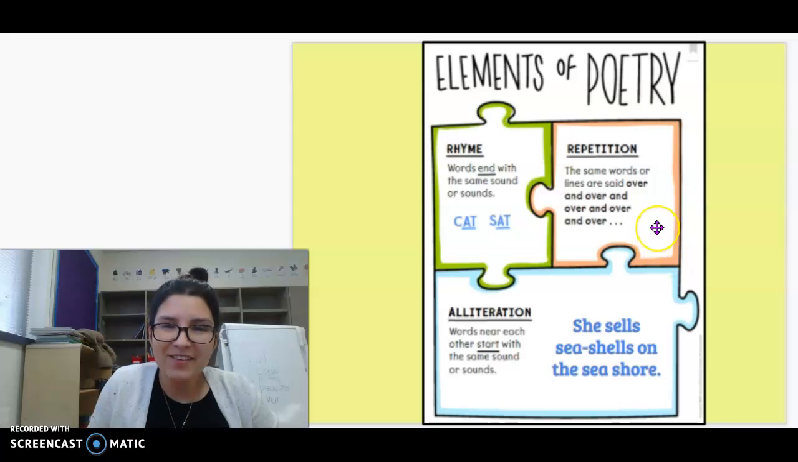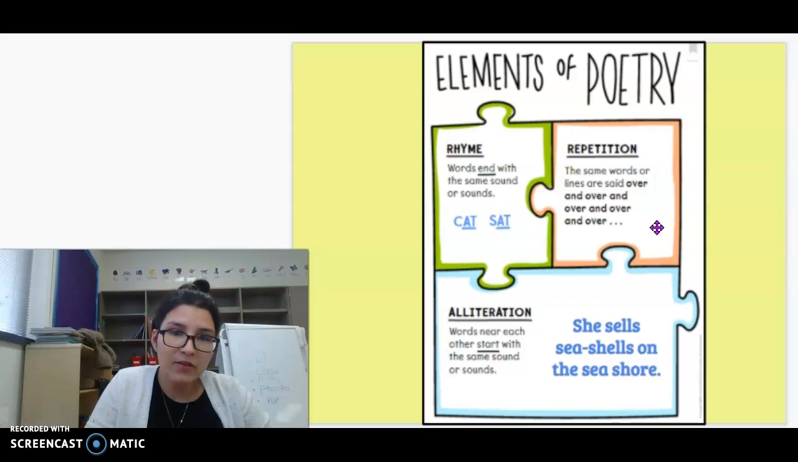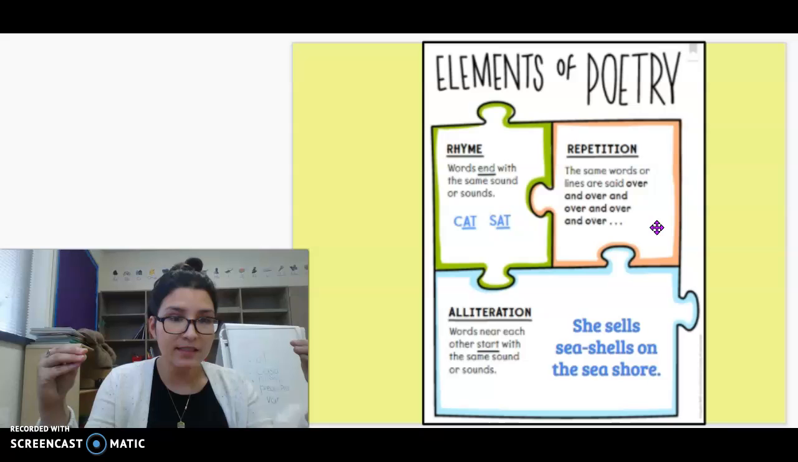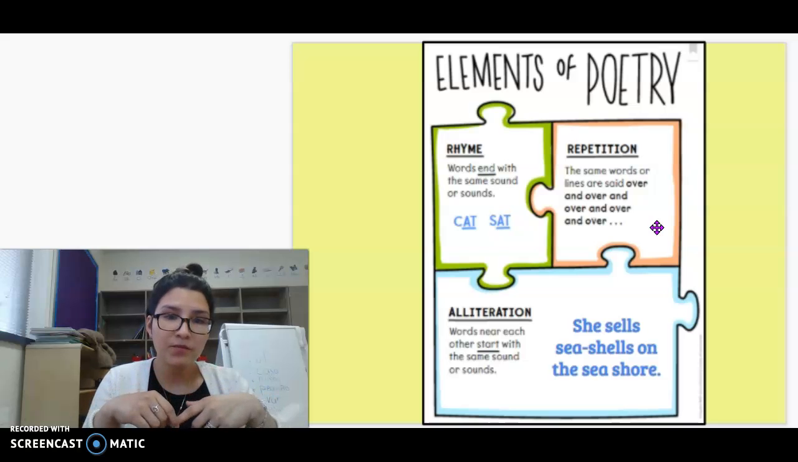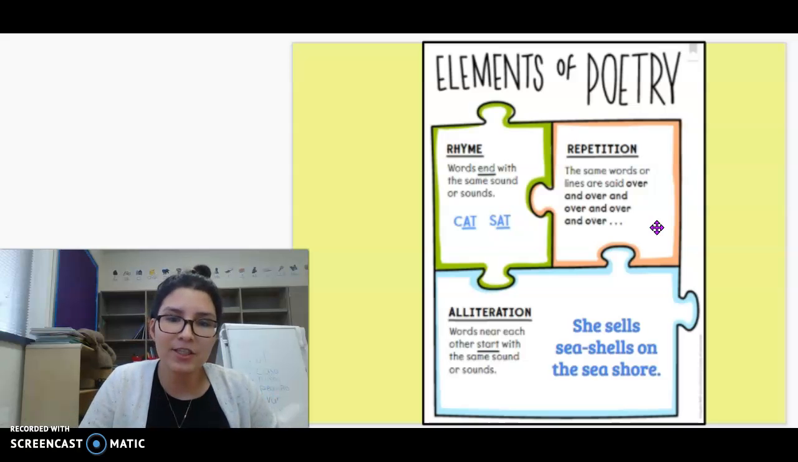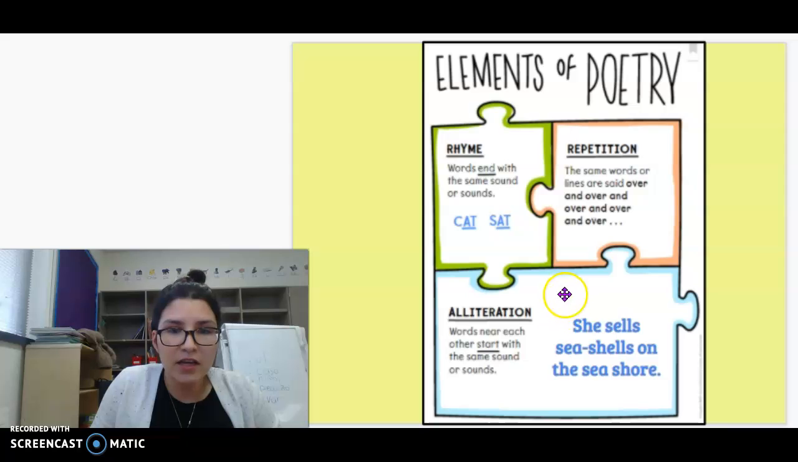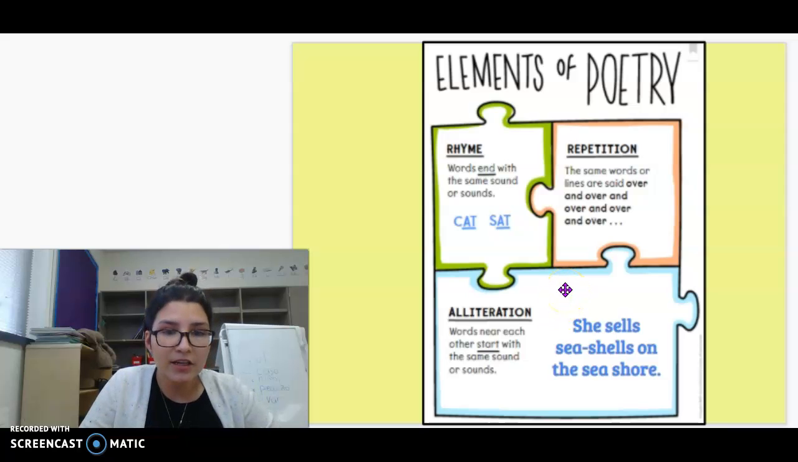Okay, let's go over to repetition. The same words or lines are said over and over and over and over and over again. So yesterday we learned about how in repetition it can be a whole line or sentence, or it can be a couple of words, right? As long as it keeps repeating over and over, right? Okay, repetition. The next one we're going to be talking about is alliteration.